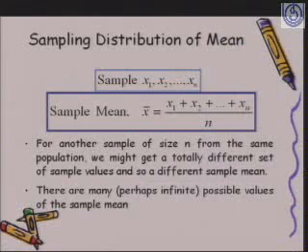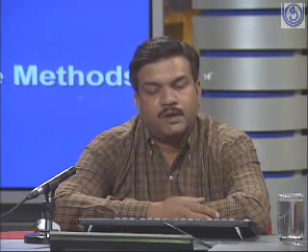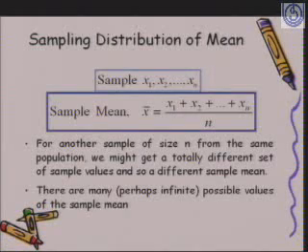and unless you assign some kind of probability to these values, they do not have any meaning. So basically this is the sampling distribution of mean, and since there are infinite number of values, each time you change your sample the sample mean is changing, so there are infinite number of samples.